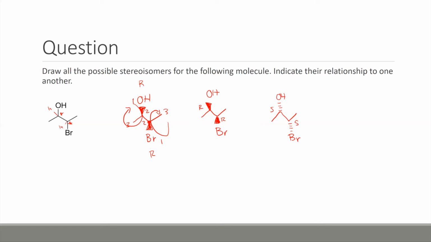Now, we also know that we could have a version where we have combinations of R and S. So this would be the R,S configuration here. And here we could have the S,R configuration.